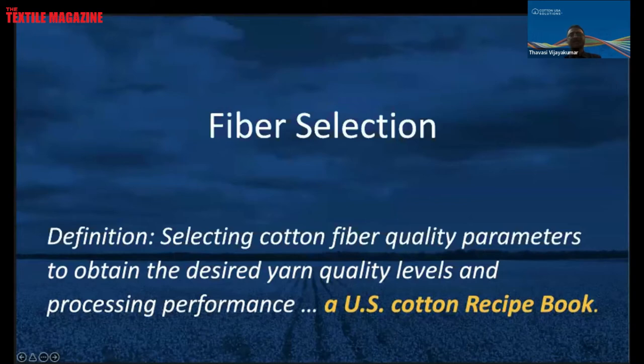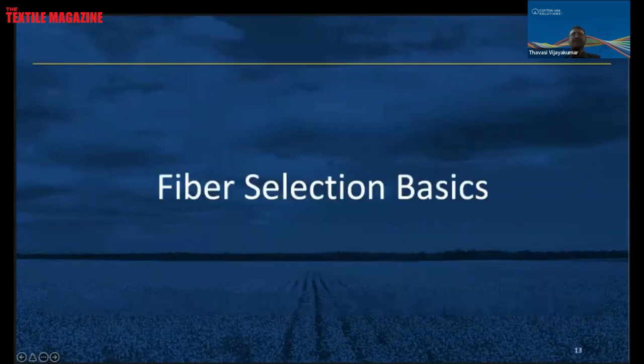Fiber selection is nothing but selecting cotton fiber quality parameters to obtain the desired yarn quality levels and processing performance, supported by practice and also by theory. Whether yarn quality should have 5% Uster standard value or 50% Uster standard values for different yarn quality parameters is decided mainly by cotton quality parameters. Having decided cotton parameters, bale management helps to produce yarn with the required quality consistently.